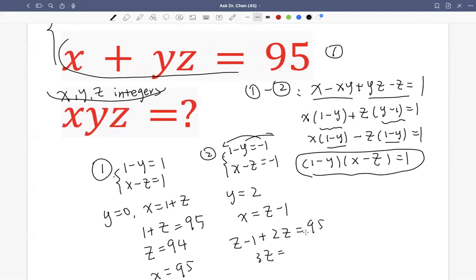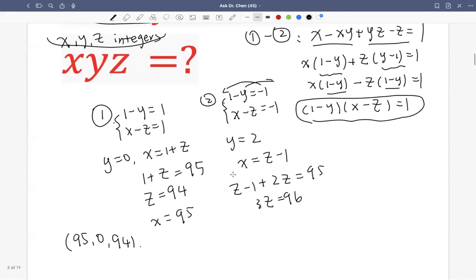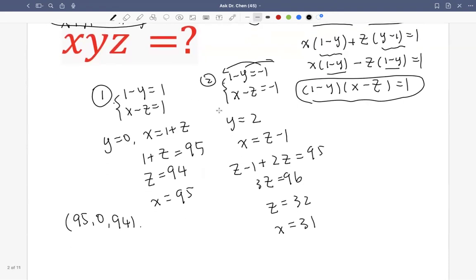Move negative 1 to the other side, you get 96. Now divide both sides by 3. z equals 32. Then x equals 32 minus 1, which is 31. And y equals 2. So this gives us another, second solution: x value is 31, y value is 2, z value is 32. So two solutions.